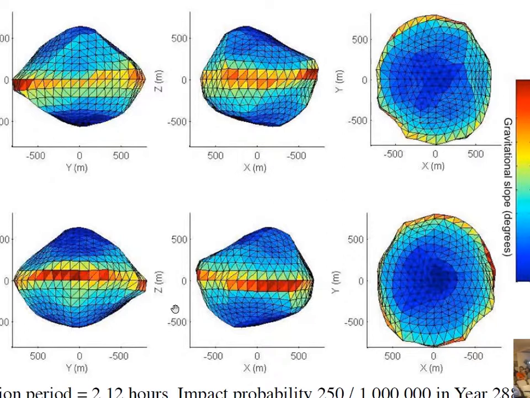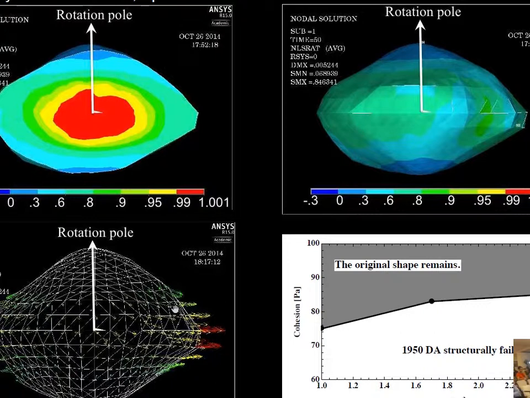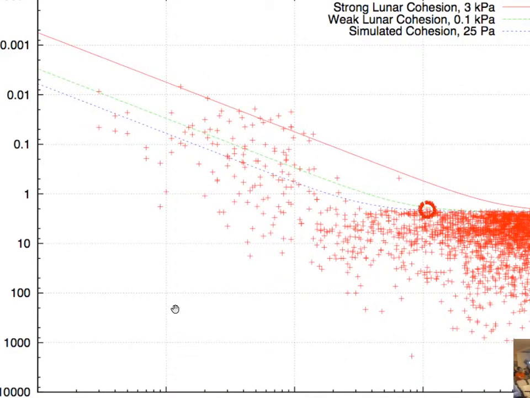It's a large body, so if it hit the Earth, that would be bad. Okay, and it's spinning faster than gravity should hold it together. So if we go there and we hit it with an impactor, we might just break it in two. So it's sort of an interesting challenge. And in fact, we were able to do a stress analysis of the body and actually confirm and come up with slightly more precise estimates of what the cohesive strength of this body has to be, which is in the ballpark of what we estimated. This is 1950 DA right there, a little bit above the 25 Pascal curve, a little bit below the 100 Pascal curve.